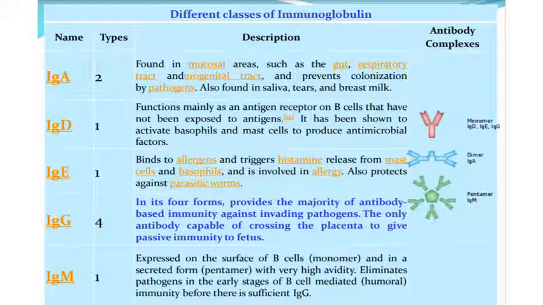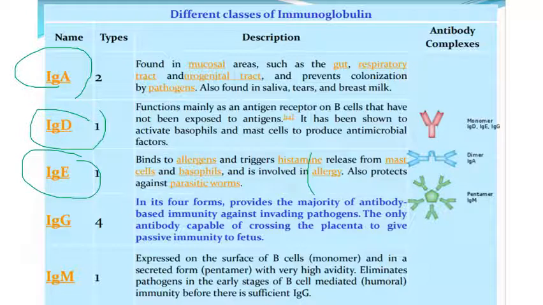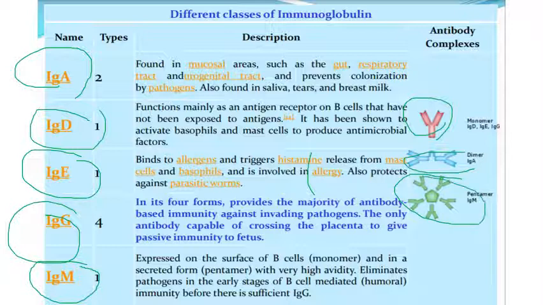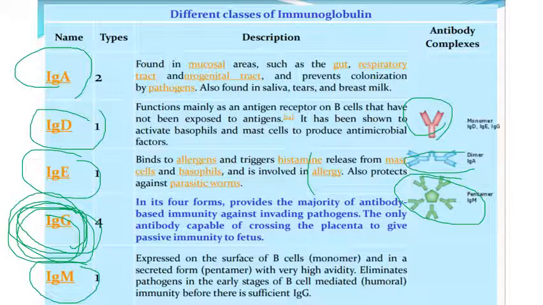These are the different types of immunoglobulins used in plant virology: IgA, IgD, IgE, IgG and IgM. These are all the shapes of antibody complexes. In virology, the most widely used immunoglobulin is IgG, which is very important. Nearly 70 to 80% of immunoglobulins come under the class of IgG.